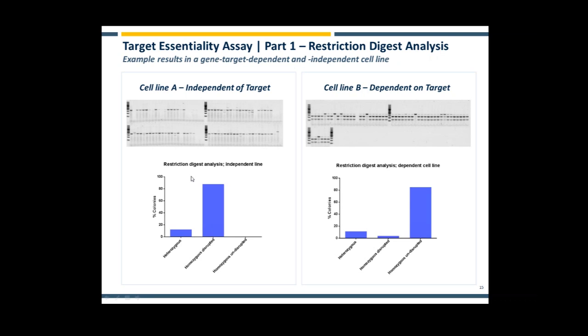So in the independent line, which is on the left of the screen, the gel image shows quite nicely that all the colonies have had some editing. And when we collate all the data in the graph, we can see that there are actually no unedited colonies here in this last bar on the right. The majority of colonies are edited on all alleles, with only some being heterozygous editing. And then when we compare this with the essential line, which we can see on the right, the data shows that the majority of clones have absolutely no editing, with only very few colonies having either heterozygous or homozygous editing. So these two here.